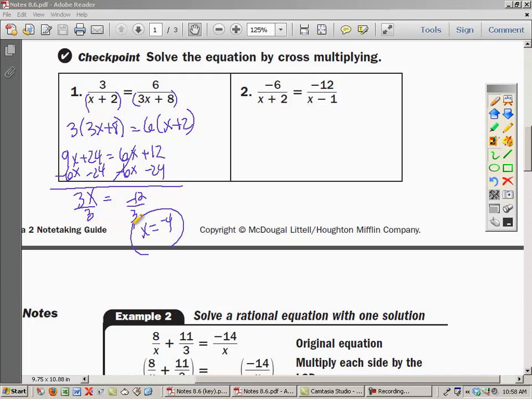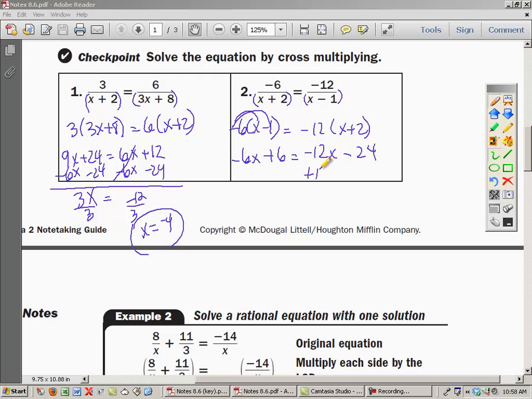Now, it's a good idea to go back and check those. Just so you know, I've already done it and it does work, so we're in good shape. We don't have to worry about that for this one. Same thing here again. This is an expression, so put it in parentheses. So it's negative 12 times x plus 2 and negative 6 times x minus 1. Now, be careful here because you're distributing a negative, so this is negative 6x, but negative 6 times negative 1 becomes plus 6. On the other side, negative 12x, and then minus 24.